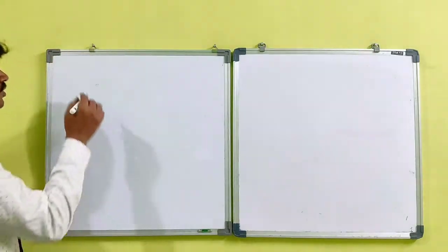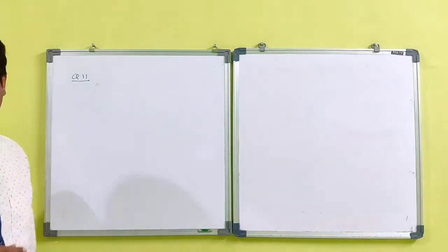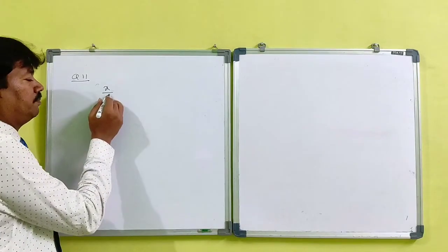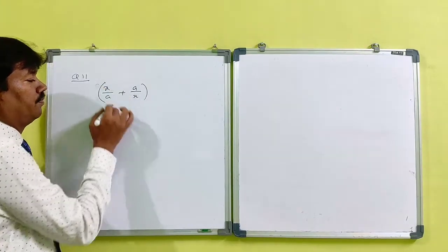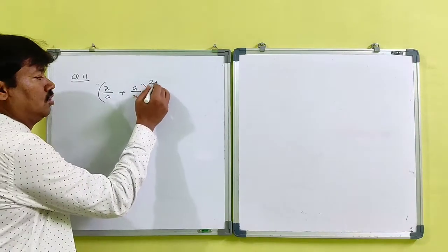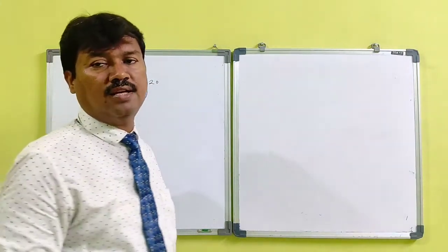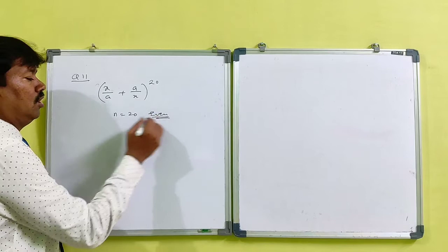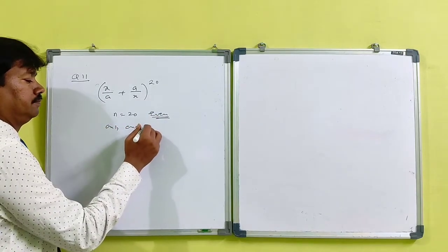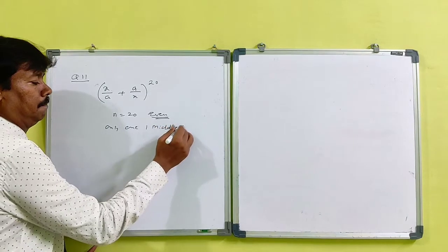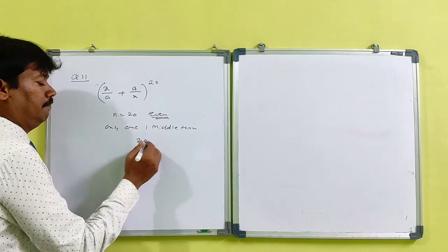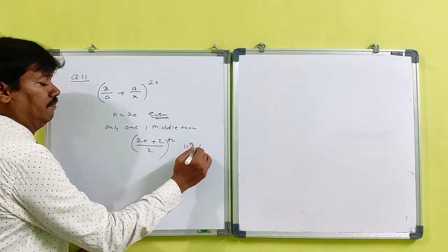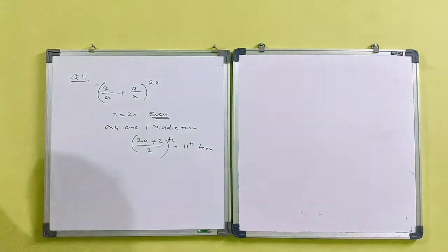Next, question number 11 of the JEE booklet. Find the middle term in the expansion of x upon a plus a upon x raised to 20. So the question is, what is the middle term? So how to find the middle term? Here n is equal to 20, which is even. So there is only one middle term, and that is given by 20 plus 2 upon 2, that is the 11th term. So this 11th term will be the middle term.